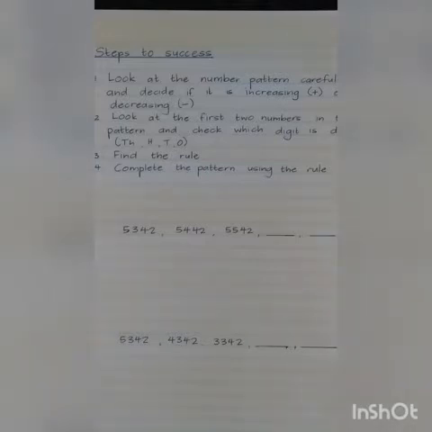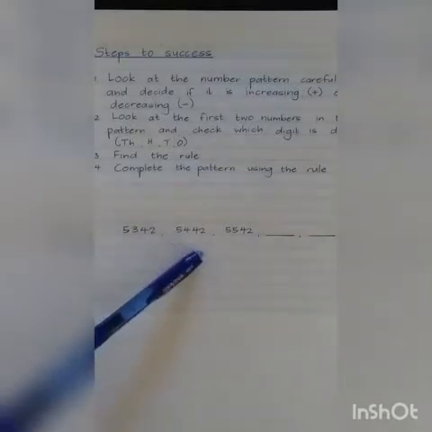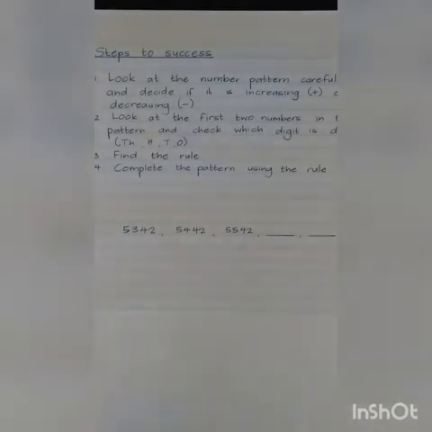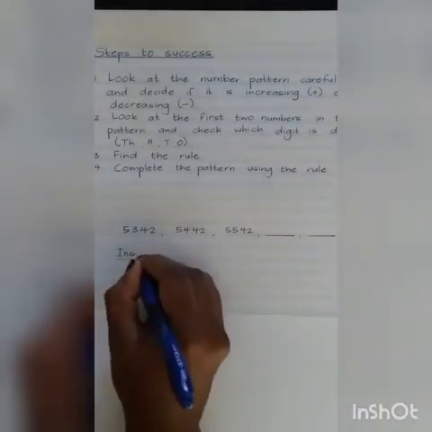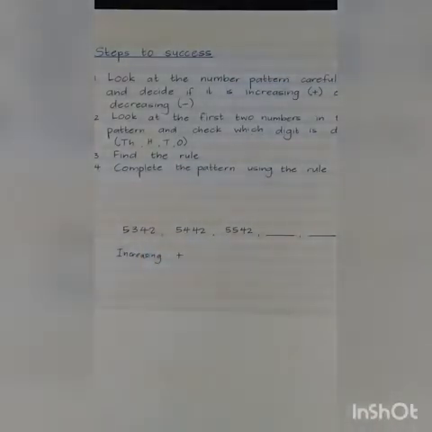Okay, thinking caps on. I have a pattern below that I need to complete. 5,342, 5,442, 5,542. Let's follow the steps. Step number 1. Look at the number pattern carefully and decide if it is increasing or decreasing. These numbers are getting bigger, so they are increasing. If it is increasing, the rule will be to add.